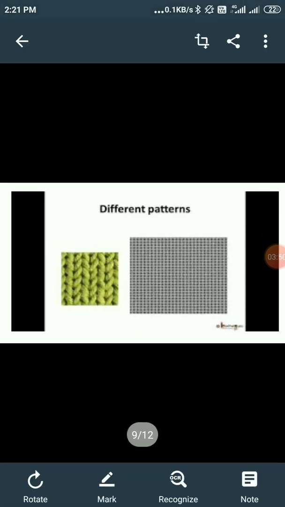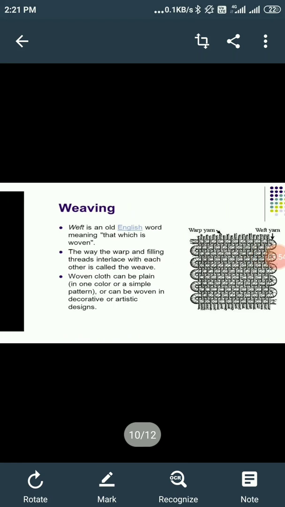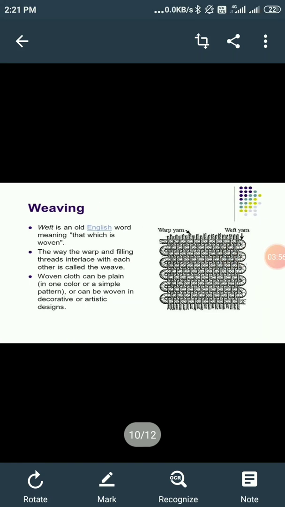Here in the picture you can also see some arrangement of yarn. This arrangement of yarn only helps to make the fabric. So there are two processes to make fabric. One is weaving and the second one is knitting.